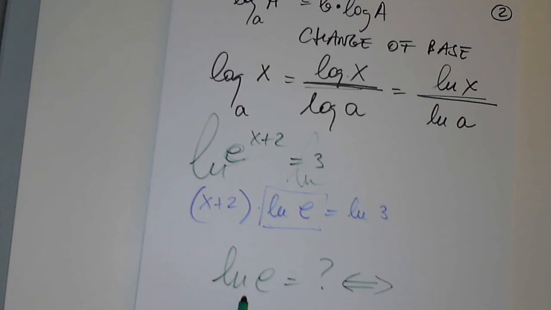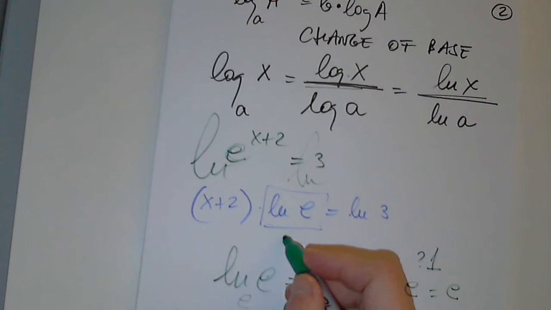What is the base here? I don't see a base. If it's ln, the base is e, but we don't write it by convention. e raised to which power is e? And that's why the answer is 1.